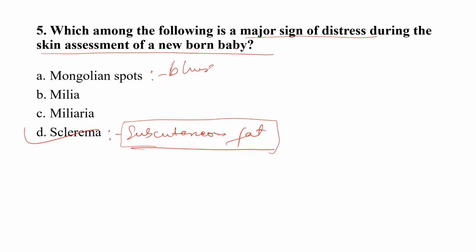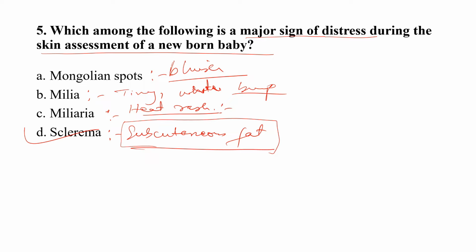Whereas Mongolian spots are flat bluish coloration of the skin which appear at birth. And milia are very tiny white bumps in the skin, especially on the face of the newborn. Miliaria are also called heat rash. Miliaria occur due to blockage of the sweat ducts.